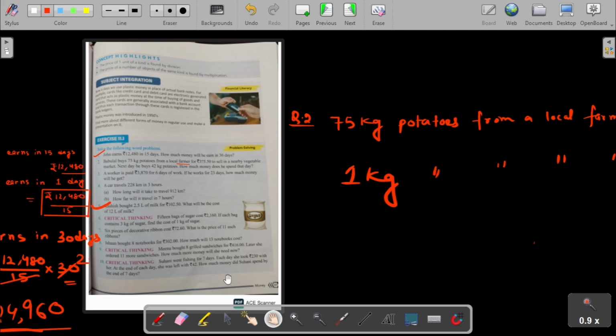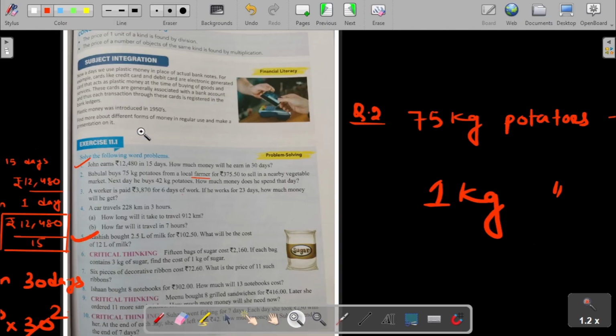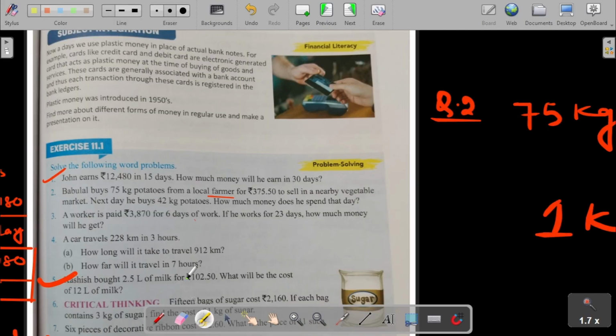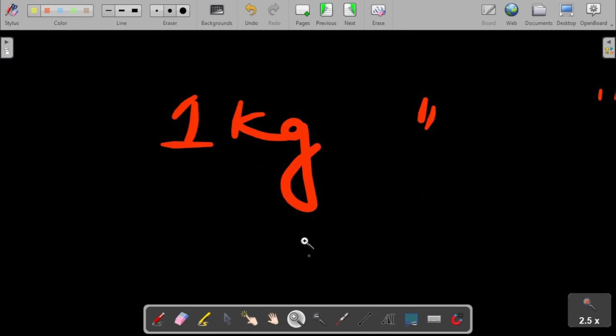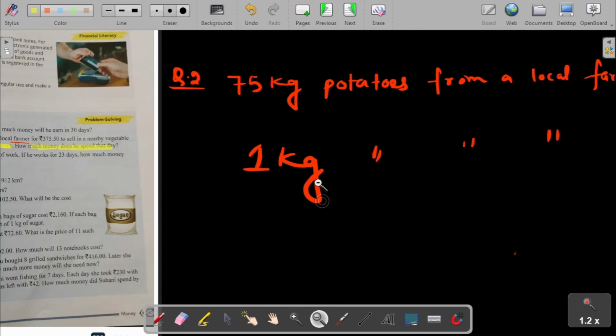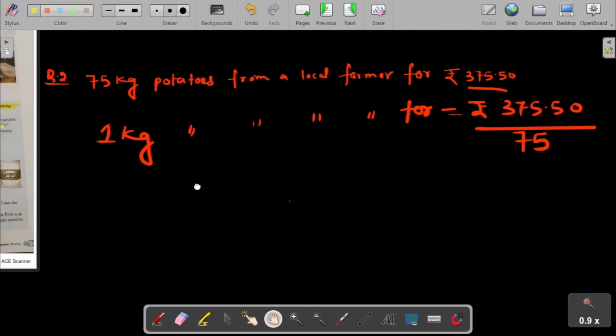এবার কোশ্চেনের মধ্যে বলা হয়েছে, what is the price of 42 kg potatoes. দেখো, so here next day he buys how many? 42 kg potatoes. So how much money does he spend that day? এই যে আমরা 42 কেজি যে পটেটো বাই করেছি নেক্সট ডেতে, তার জন্য সে কত টাকা ব্যয় করেছে। So we have to find what is the price of 42 kg potatoes.